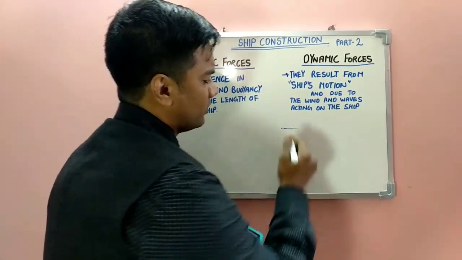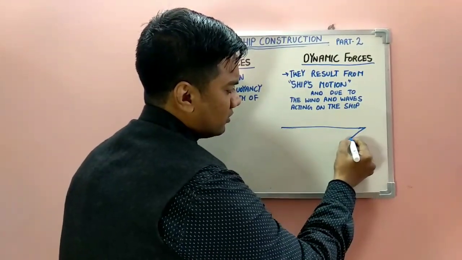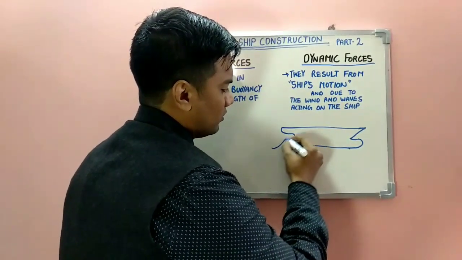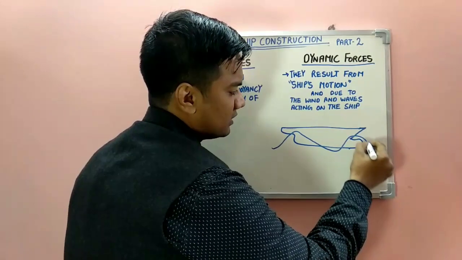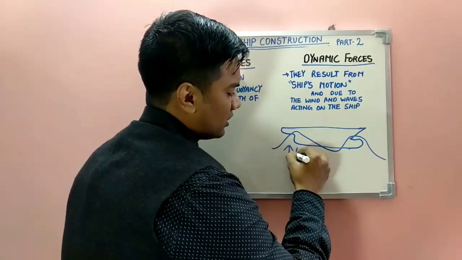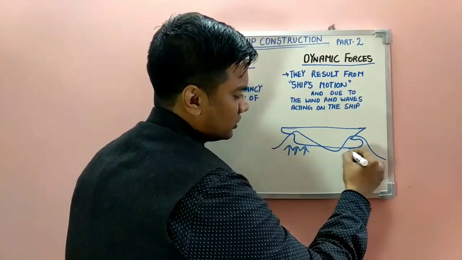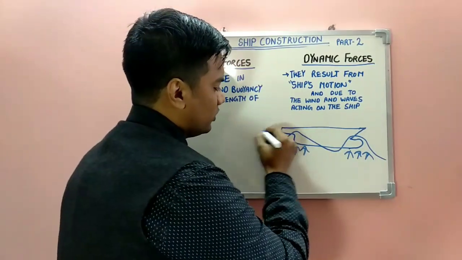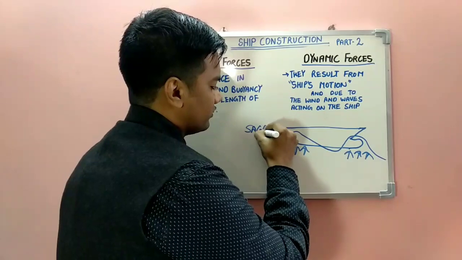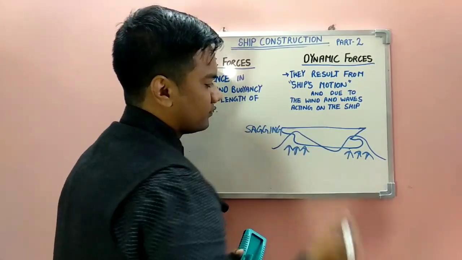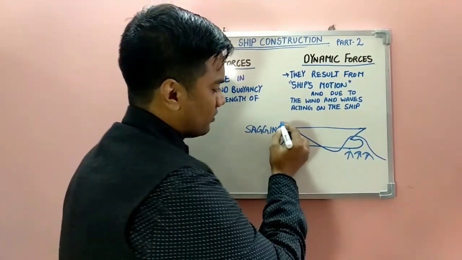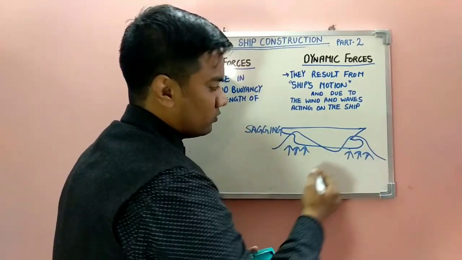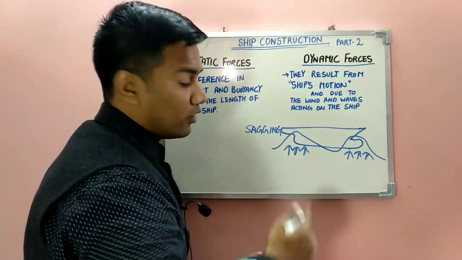And when the buoyancy at the sides is larger compared to the buoyancy in the midship section, then your ship will sag. This will result in sagging bending moment. I'm not drawing the sagging condition which occurs, I have drawn it previously. I hope you understand.